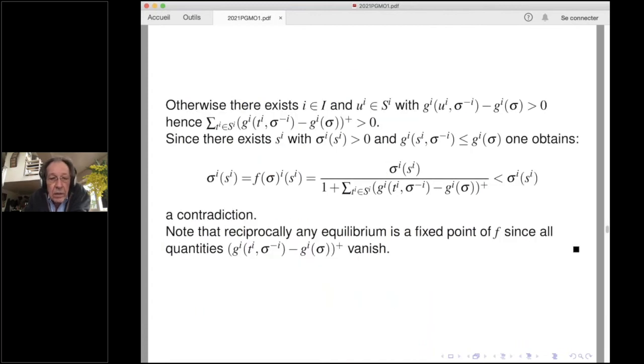If it's not an equilibrium, it means that there is some u_i which gives more than sigma_i. Then the sum over all possible deviations of the positive part is positive.